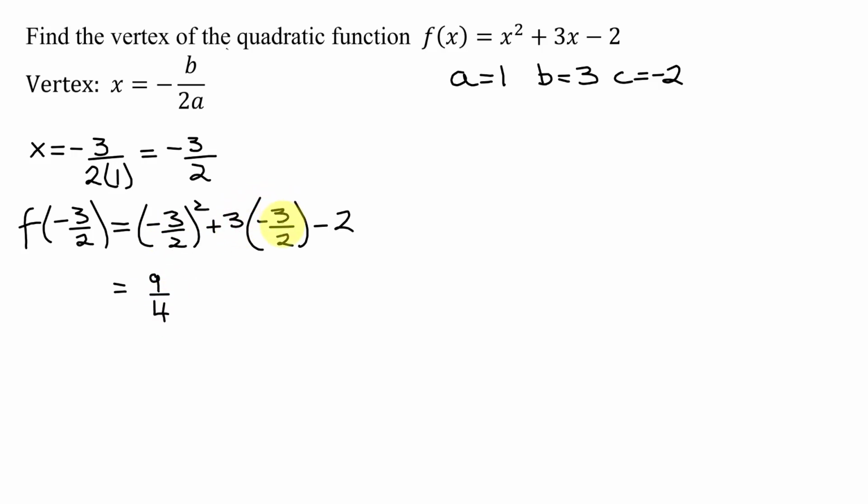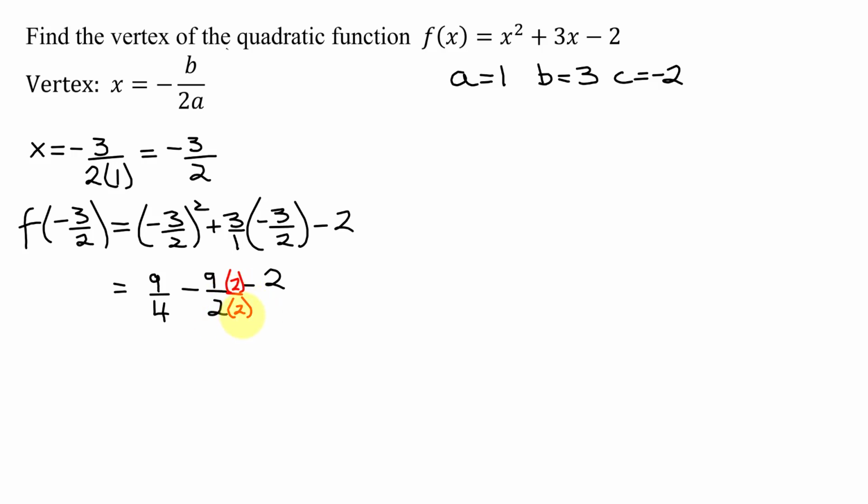Negative 3/2 all squared is negative 3 times negative 3, which is positive 9, divided by 2 times 2, which is 4. Now I'm multiplying a whole number by a fraction, so turn the whole number into a fraction by dividing it by 1. So I'm going to have 3 times negative 3 is negative 9, over 1 times 2 is 2, minus 2. So now I'm going to have to add and subtract fractions. I need a least common denominator. My LCD is going to be 4. So what I'm going to have to do is multiply this second term by 2 over 2.